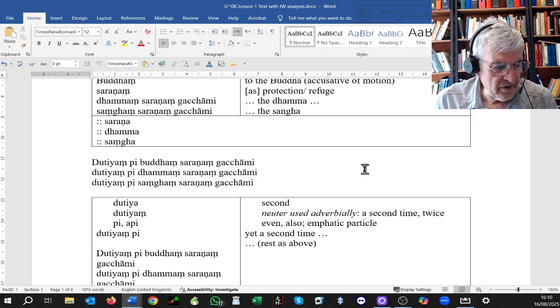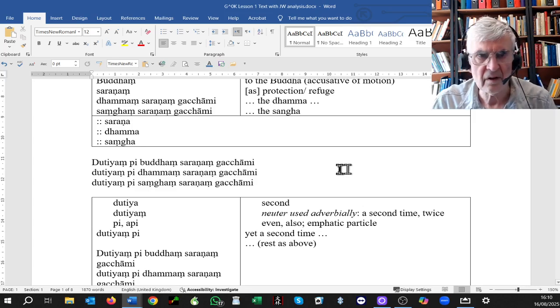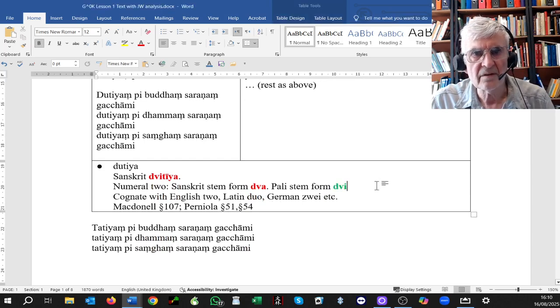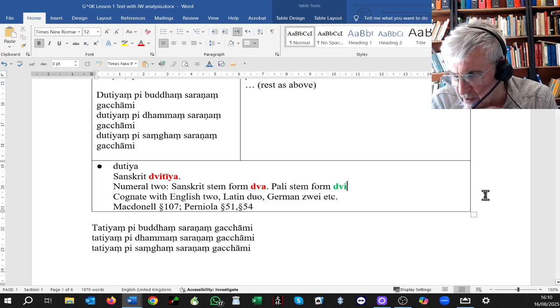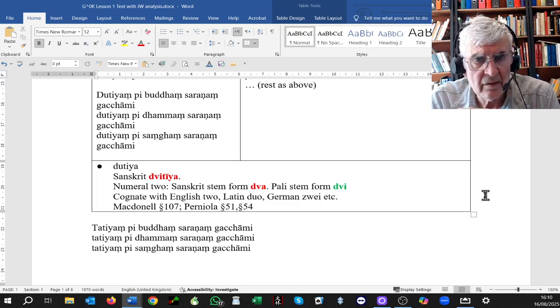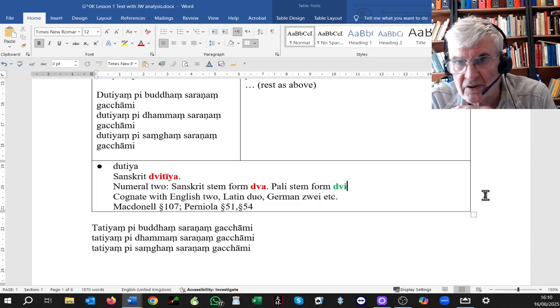In Sanskrit it is dvitiya. If you see in the note that I've done underneath, here we are. The Sanskrit stem form of the word two is dva. Pali stem form is dvi. This is reflected in the Latin duo and the German zwei, in English two, and the Scandinavian and Swedish två.